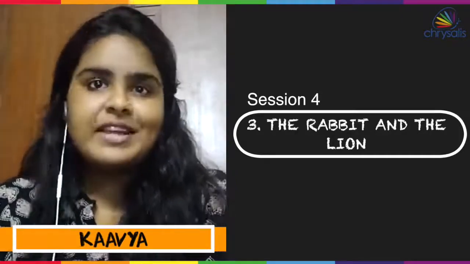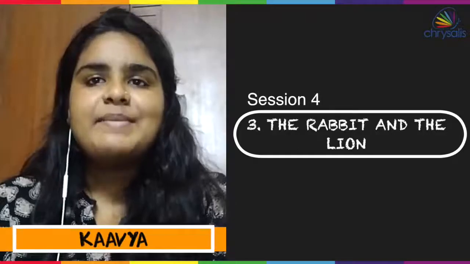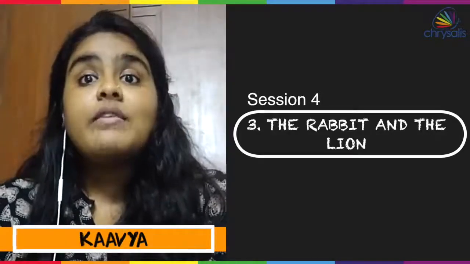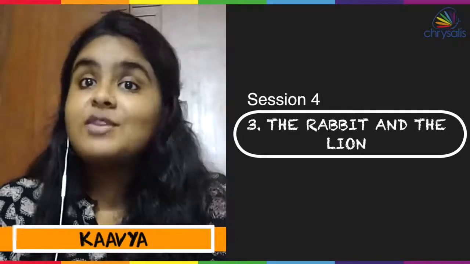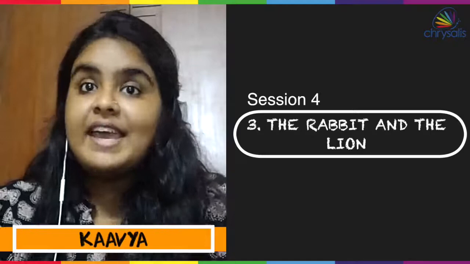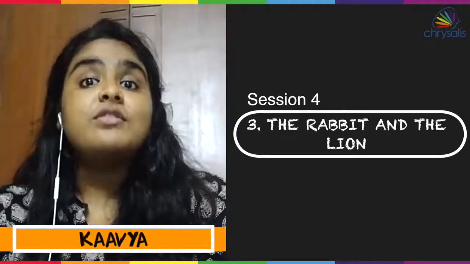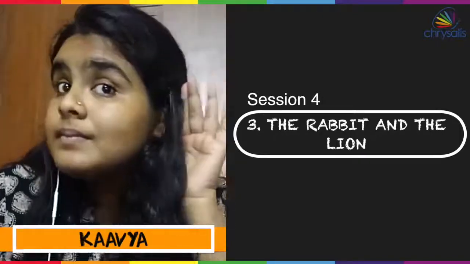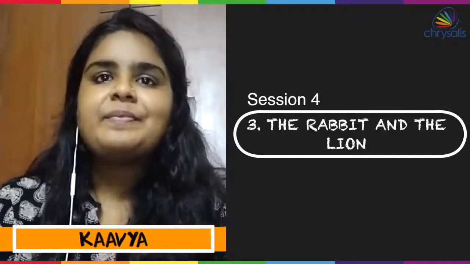Welcome to the fourth session of the lesson, The Rabbit and the Lion. Children, until now you have worked a lot on the story and the theme. The story, The Rabbit and the Lion, was done in the last few sessions. We read about the story of two animals. The names of the two animals are Rabbit and the Lion. Yes.